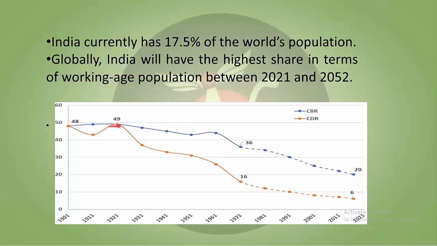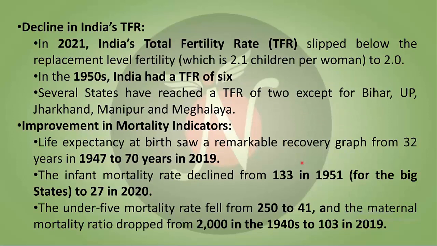Here you can see this is the birth rate, which is declining slowly, and this one is the death rate. Now what are the factors associated with it? First of all, there is a decline in India's total fertility rate. In 2021, India's total fertility rate slipped below the replacement level fertility to 2.0. In the 1950s, India had a TFR of 6.